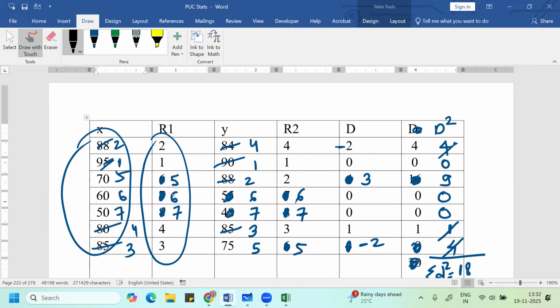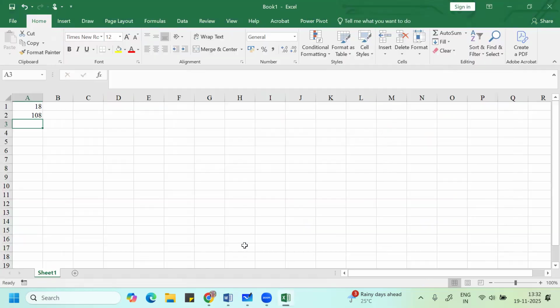1, 2, 3, 4, 5, 6, 7. Total 7 values are there. So what is 7 cube minus 7? 7 cube minus 7 is 336. So you will get the answer as 1 minus 6 into the sum of d square, that is 108, divided by 336, which means n cube minus n. If you do this, you will get the R value as 0.678. This is your R value.